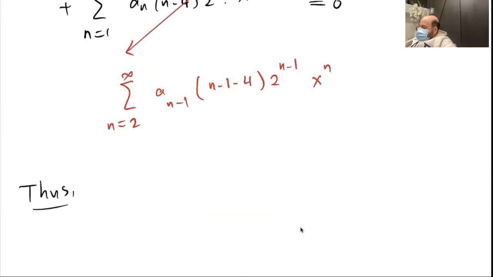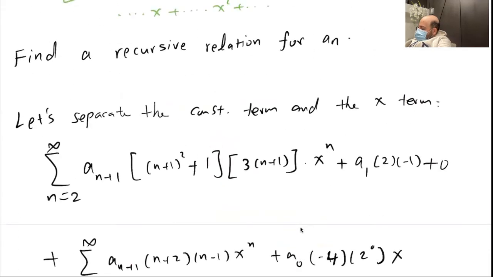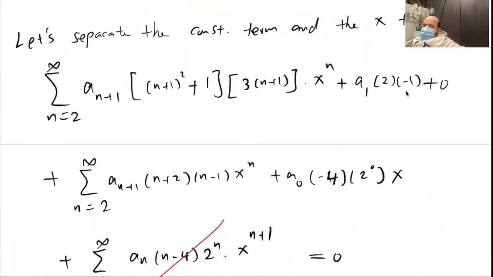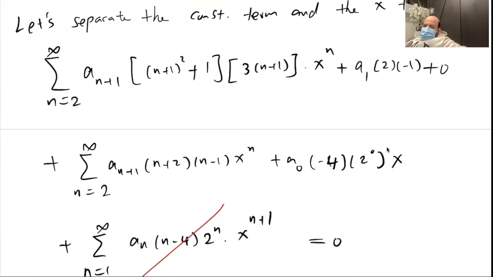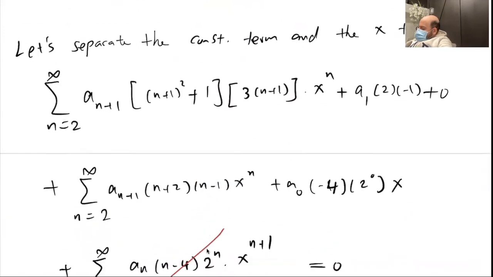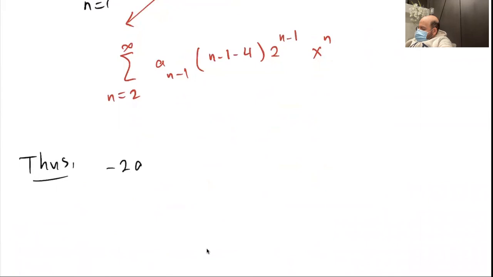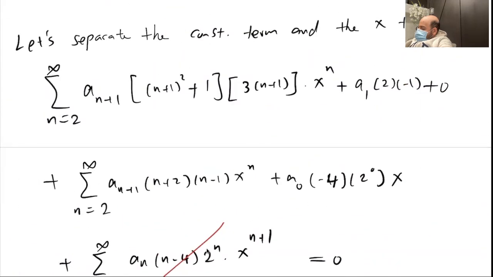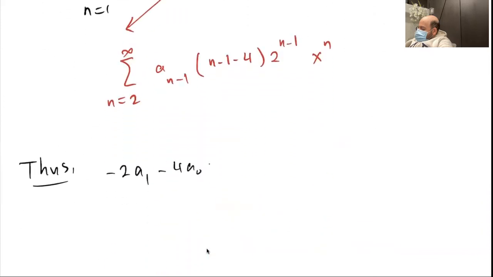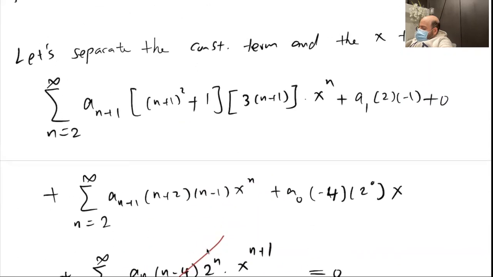So what can I say? Here I have a constant term, minus 2a1. Minus 2a1 is the constant term. The x term, I have only one of them here. And then I can combine these three sigmas together. So minus 2a1 minus 4a0 x, and then sigma n from 2 to infinity. Now I can combine these three sigmas together.